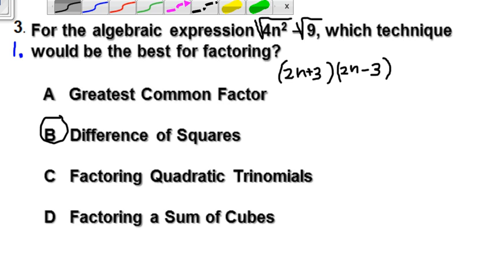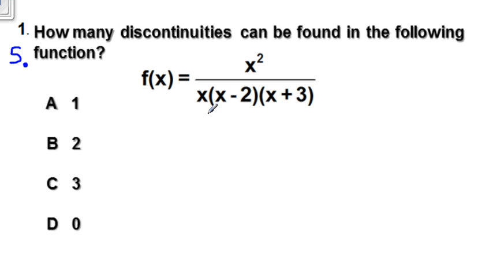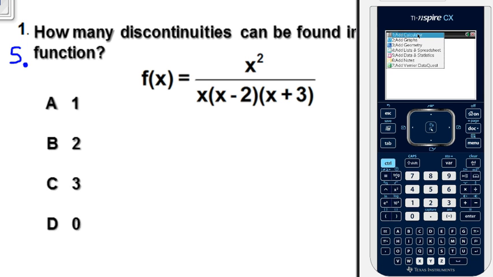Okay, we're going to go on to the next problem. How many discontinuities can be found in the following function? Well, if we really know what we're doing, we can spot them right here. How many values of x are there that would make this denominator equal 0? Well, clearly, if we have x equals 0, that would be one of our discontinuities. If we have x equals 2, that would be another. Or if we have x equals negative 3, one thing we can do in a situation like this is graph.